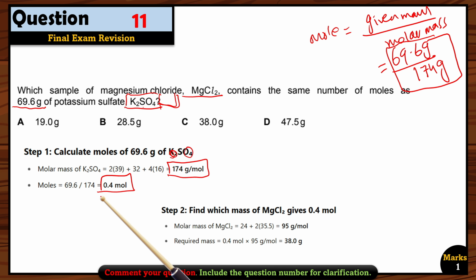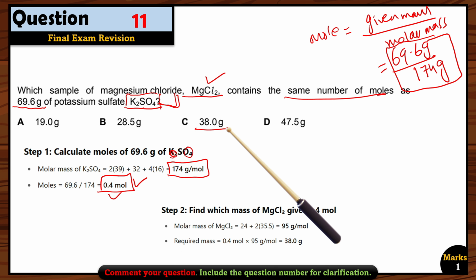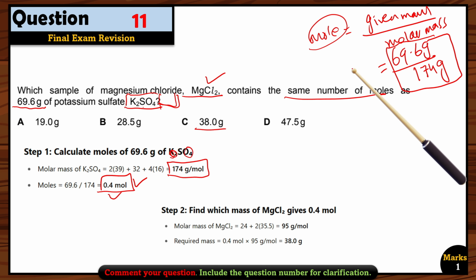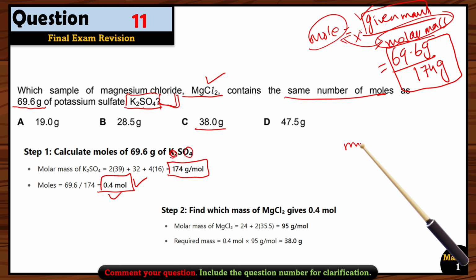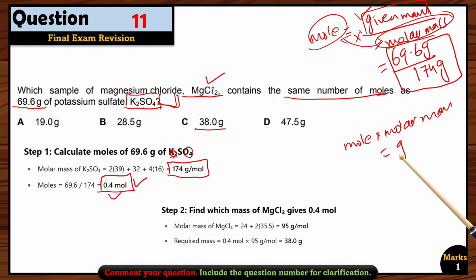Once you get 0.4 moles, now you know that we need 0.4 moles of MgCl2, right? Same number of moles. So if you want 0.4 moles, what you have to do? You have to find the given mass for MgCl2. It's simple. Now we know the moles, we know the molar mass, but we don't know the given mass, right? So you just have to reshuffle this equation and multiply them, and you will find the given mass. So moles into molar mass gives the given mass.